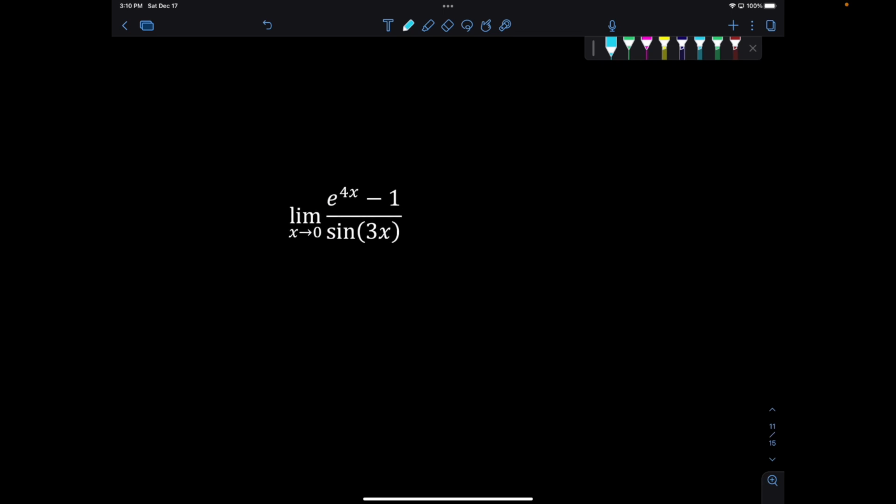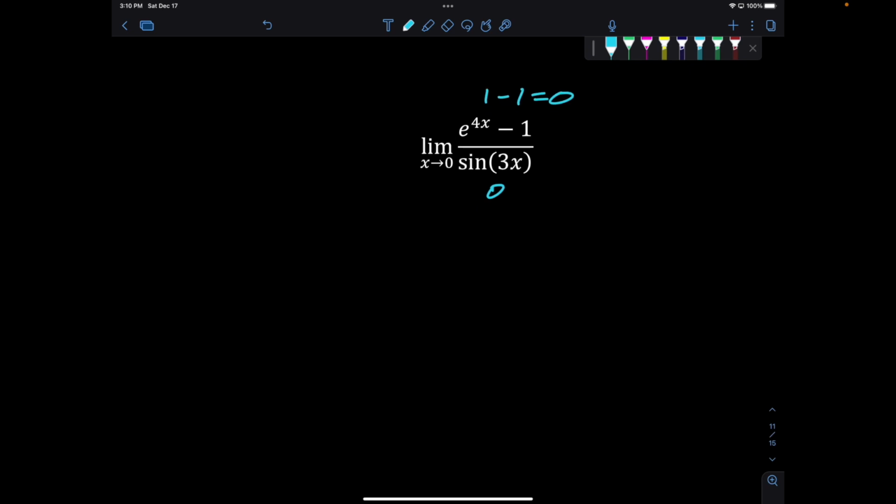But if I plug in, I get e to the 0, which is 1, minus 1. So I get 0 there. And then I get sine of 0, which is 0. So this is 0 over 0. All right, so if I want to do good work on this, I'm going to do L'Hopital's. But I'm going to start off by saying, what happened here?